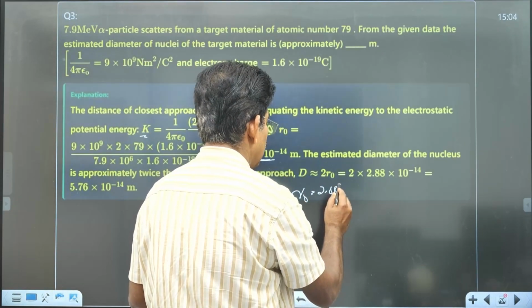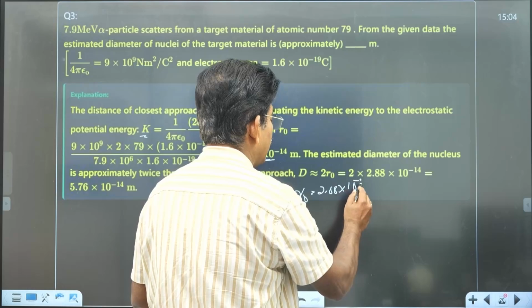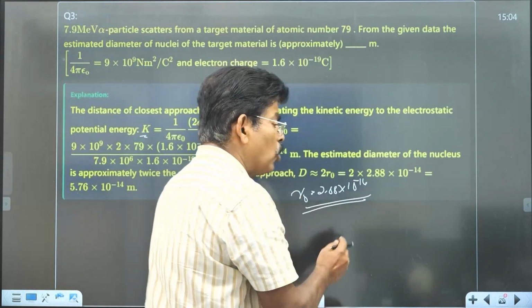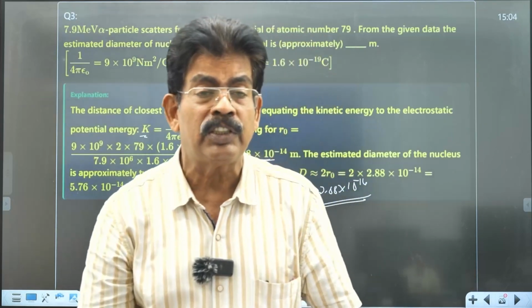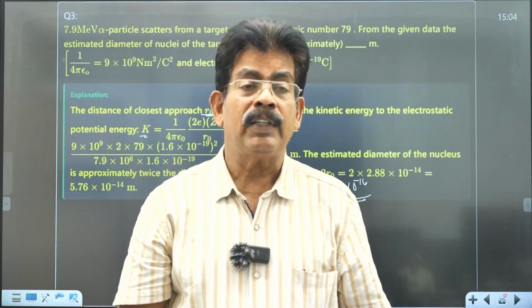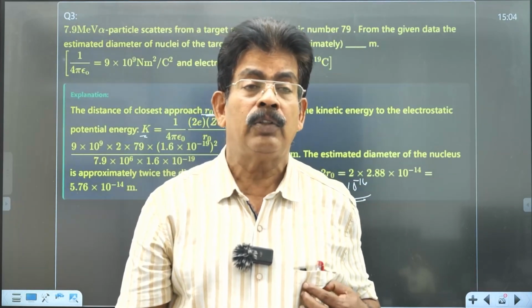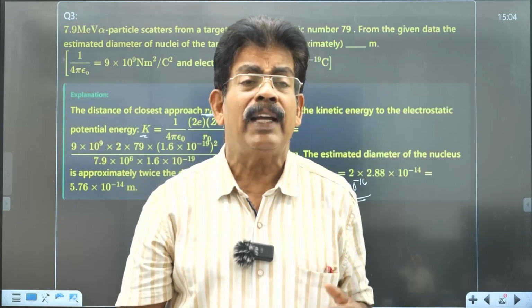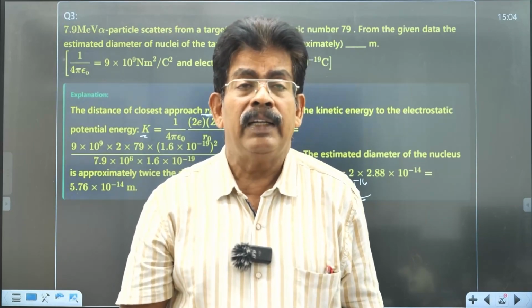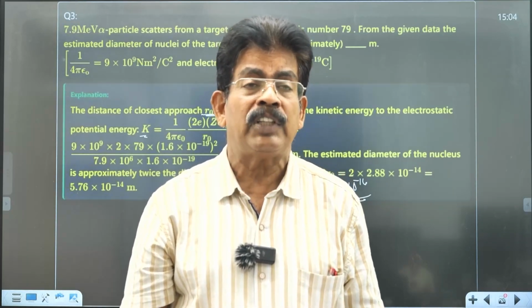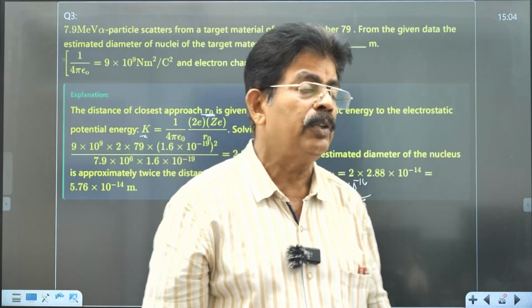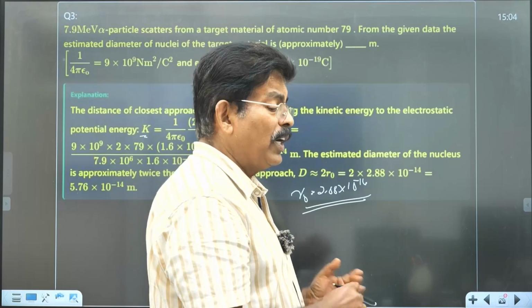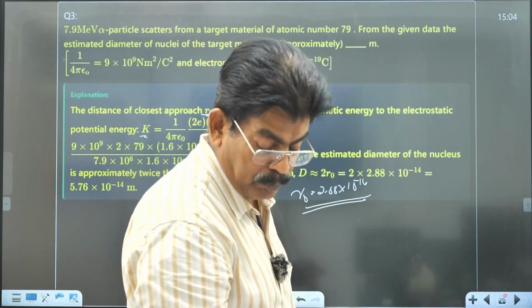You know that the radius of the nucleus is surely more than that. The distance of closest approach is not exactly equal to the radius of the nucleus, but it is a linear measurable limit of the size of the nucleus. So we got an idea that it is in the order of 2.88 into 10 to the power of minus 14. Surely the radius is more than that.